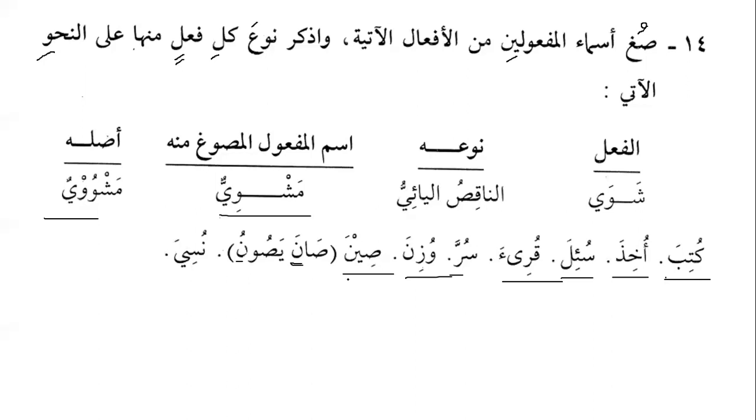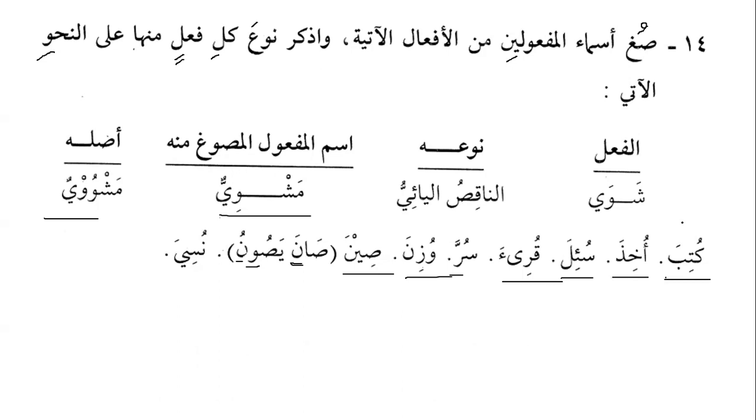So what kind of verb is this? Ajwaf. Wawi, as you can see. Then we have Nusia. Nasa is Nasiya Yansa basically. Mansiyun. Excellent. And the original is Mansuyun.